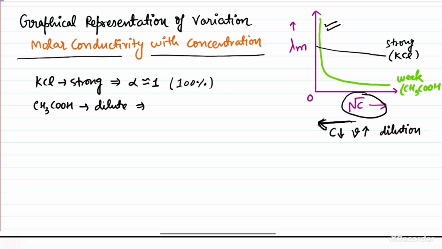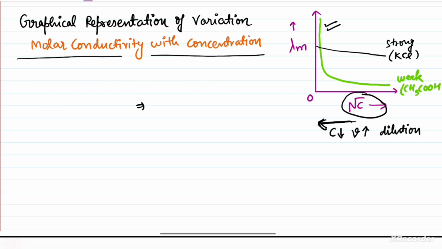Okay, so this is the variation that we should know. A strong one varies linearly, whereas a weak electrolyte forms a curve, basically. It increases sharply.